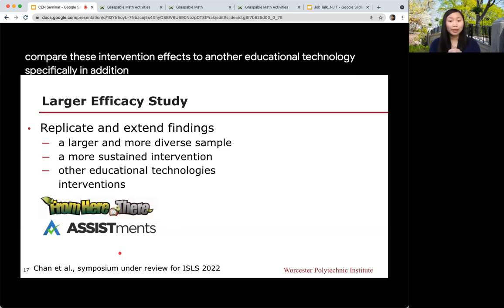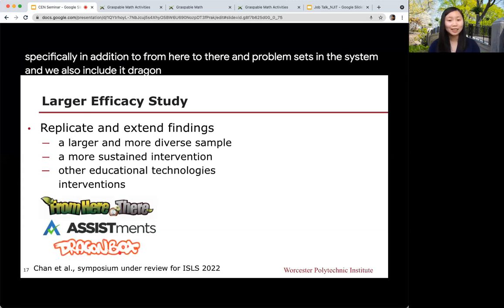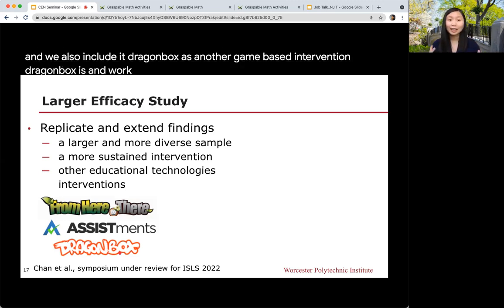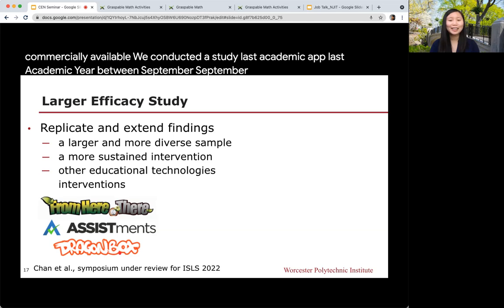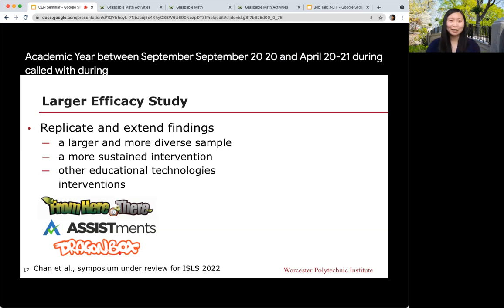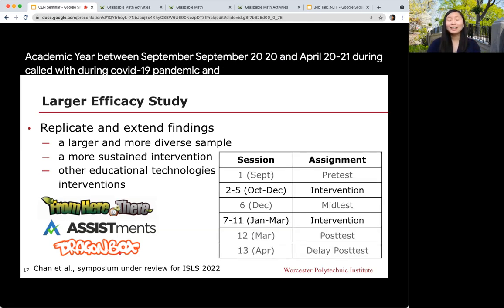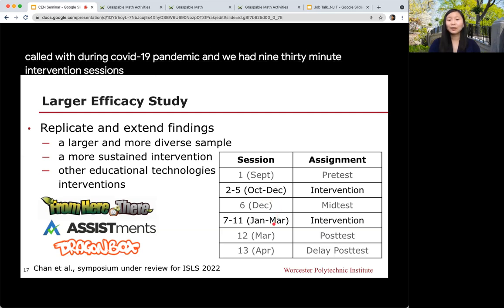Specifically, in addition to From Here to There and problem sets and assessments, we also included DragonBox as another game-based intervention. DragonBox is an award-winning educational technology game that is commercially available on app stores. We conducted a study last academic year, between September 2020 and April 2021, during the COVID-19 pandemic. And we had 9 30-minute intervention sessions, with a total of 4.5 hours spent across 6 months.